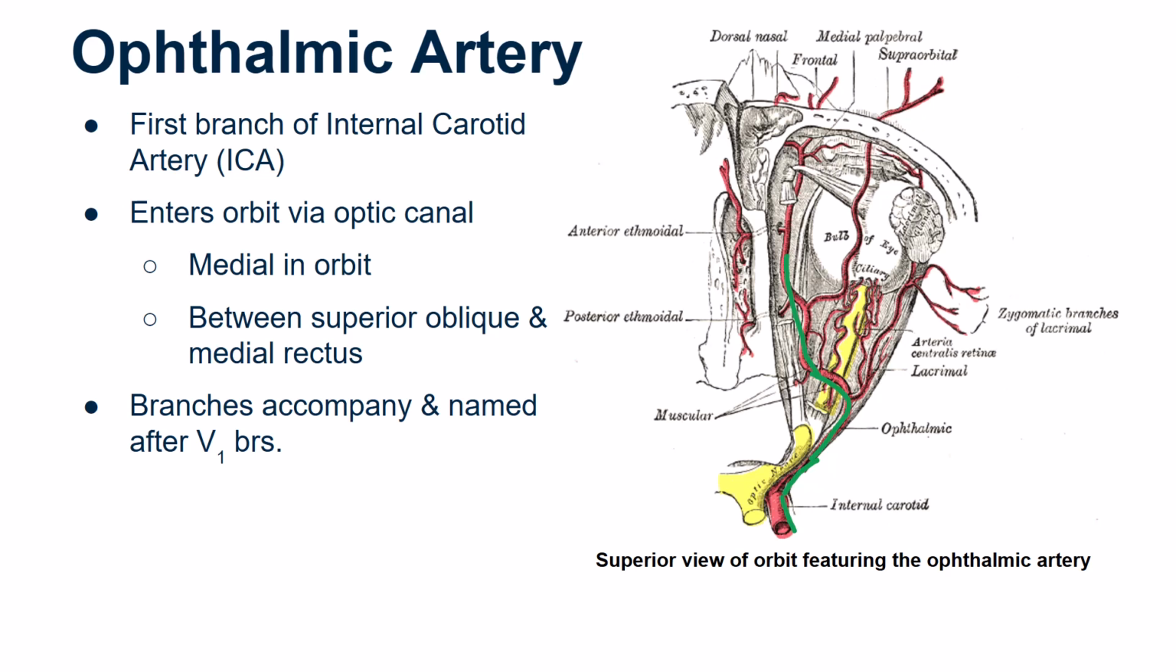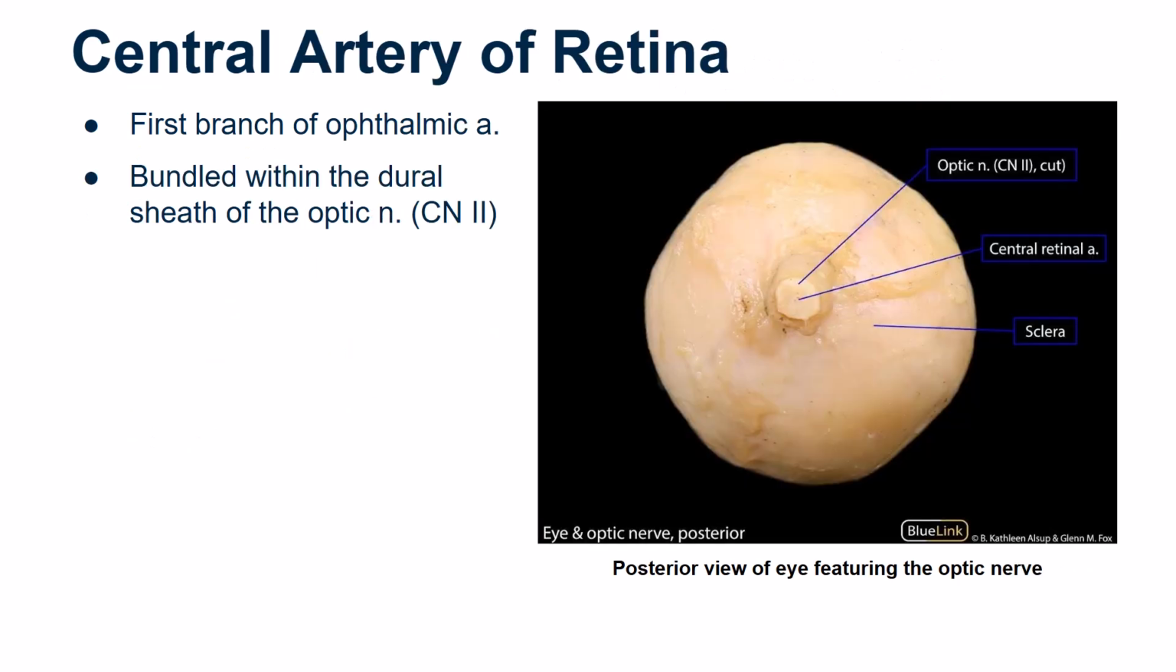It has many different branches, and its branches accompany and are oftentimes named for their accompanying branches of V1, or the ophthalmic division of the trigeminal nerve. One of the more important and fun to find branches of the ophthalmic artery is that of the central artery of the retina, and I will circle it for you there.